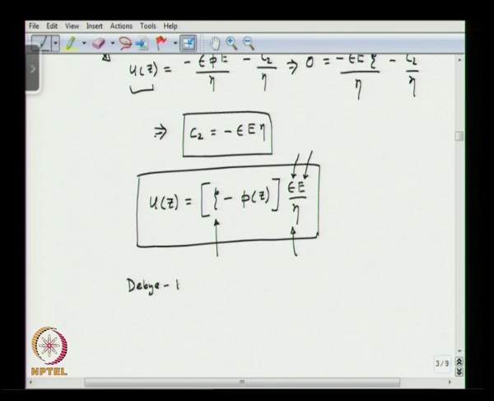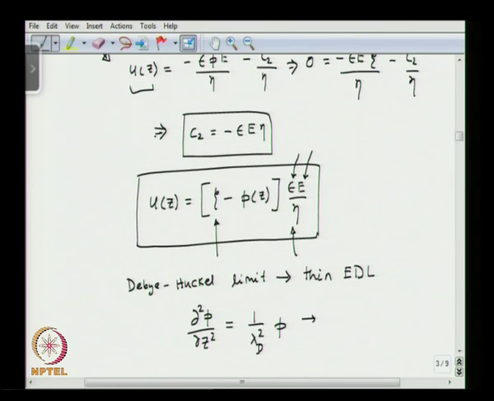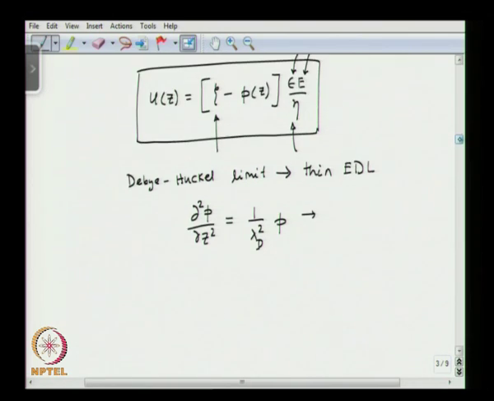So, under the Debye-Hückel limit, which is nothing but thin electrical double layer, we have derived this earlier: del square phi over del z square is 1 over lambda d square into phi. So, this equation we derived earlier in case of thin electrical double layer limit.